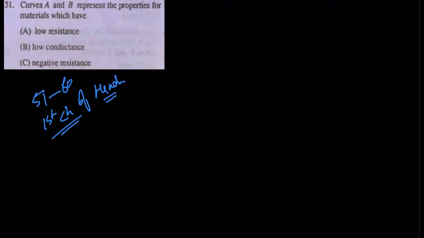Curve A and B represent the properties for a material which has low resistance, low conductance, negative resistance. So let's look at the figure. Figure is this one. As you see over here, the resistance of A and B decreases with an increase in temperature. So option D is the negative temperature coefficient. So yes, option D will be the correct answer.